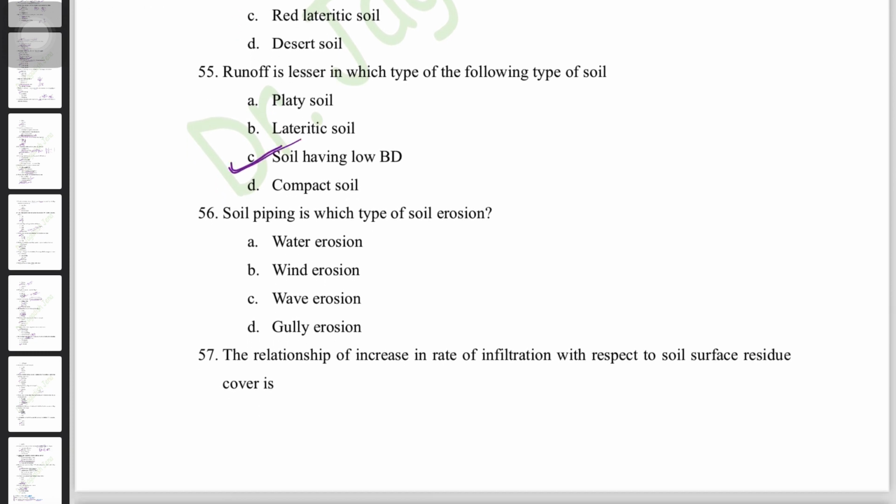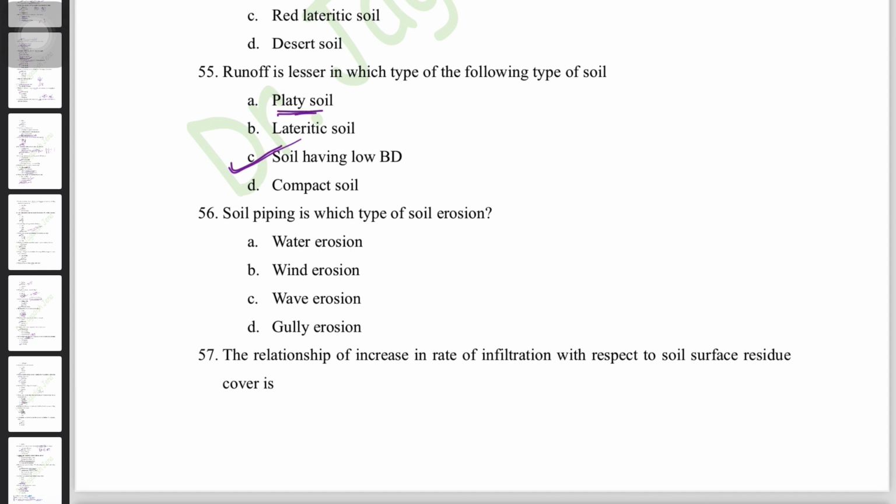That is soil having low bulk density. So when the soil has more bulk density, what happens? In which type of soil is there low bulk density? That means when the soil is porous, more pore space is there. So in the denominator, there is more volume. At that condition, when the soil is porous, more water will infiltrate the soil, or the infiltration opportunity time will be more.